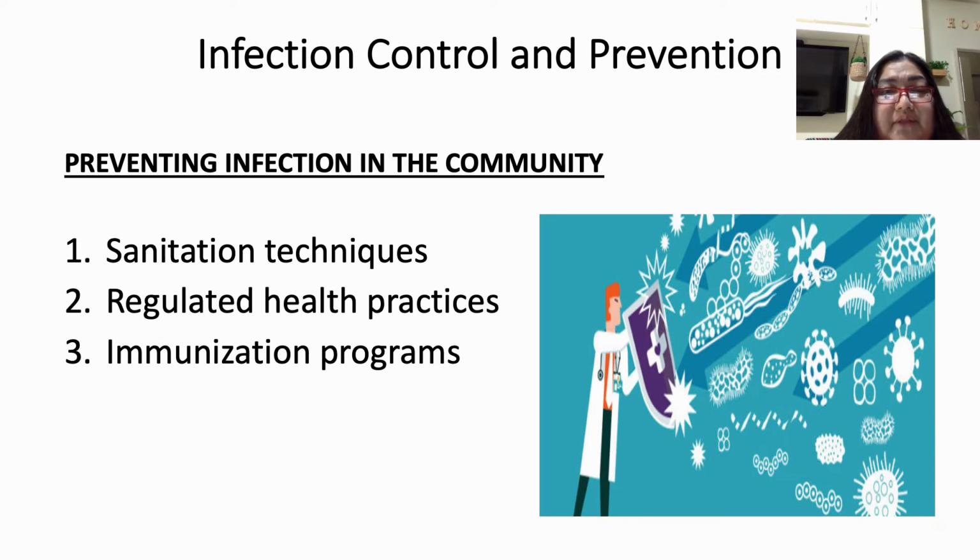What about preventing infection in the community? The government, the DOH, and the local public health units share the responsibility for prevention and control of infection in the community. One is biosanitation techniques. Second, the regulated health practices of establishments. And third, our immunization programs.